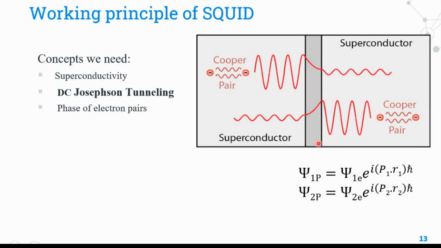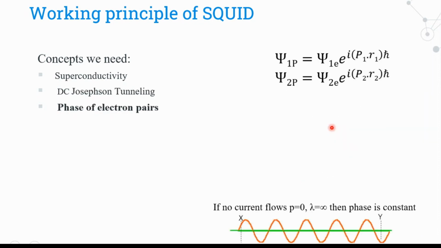Now next is DC Josephson tunneling. Josephson gave an idea about this tunneling. If we place an insulator between two superconductors, then Cooper pairs will travel from one superconductor to the other using quantum tunneling, and there must be some representation of the wave function, as you can see over here. For the first superconductor the wave function is like this, and for the second it is like this, and in between them there will be some phase difference. This is actually the phase of the electrons.